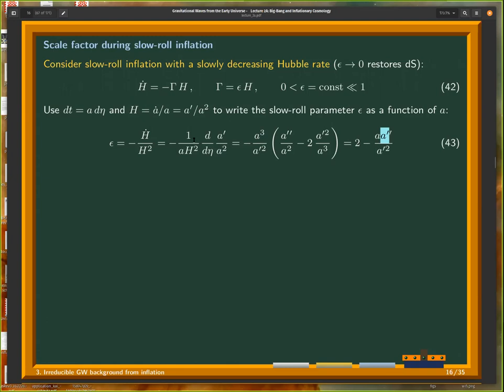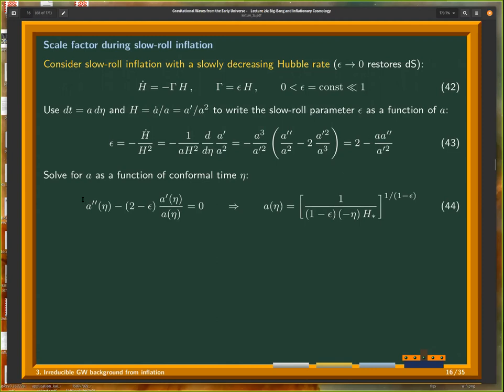So I don't want to go through each of these individual steps here, but you can convince yourself that epsilon, based on this definition and this relation, gives me that function of the scale factor. So I can rewrite this as a differential equation for the scale factor. So I just take that definition of epsilon and write it like this. So this is the same equation. Now it's a differential equation for the scale factor, and I solve it. So this is the solution.